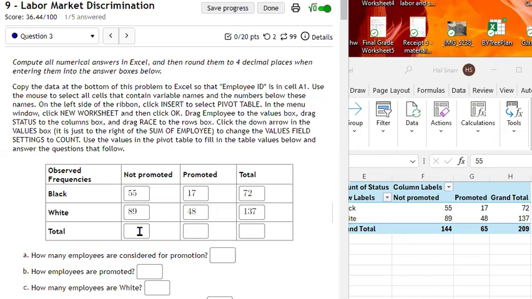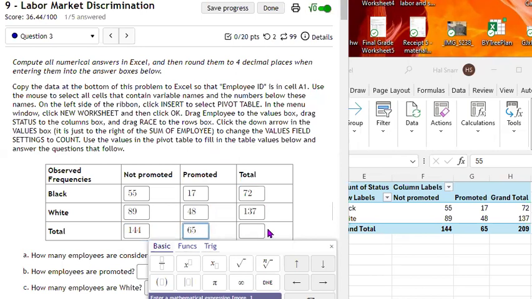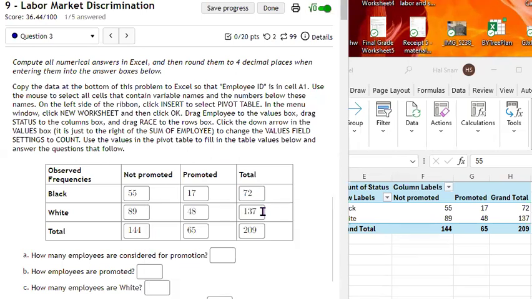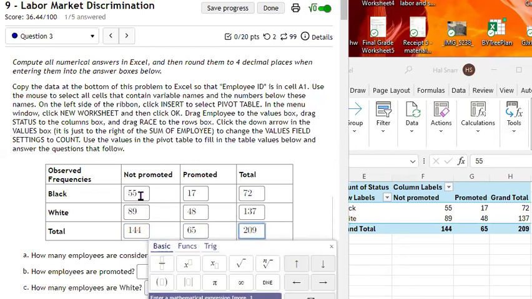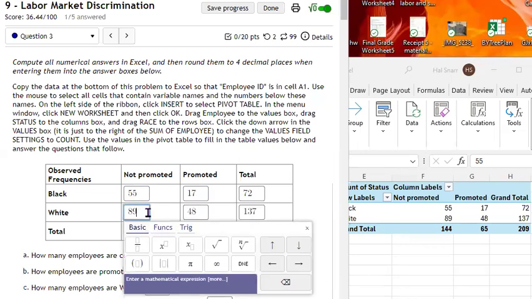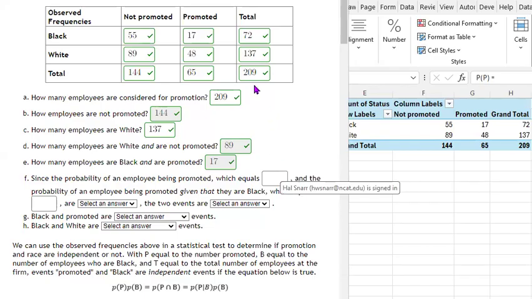The total not promoted is 144. The total promoted is 65, and the overall total is 209. So if I add these two together, I get 209. If I add this and that, I get 209. If I add these four, I get 209, right? Now we've used the numbers up here in this table to answer these questions down here.